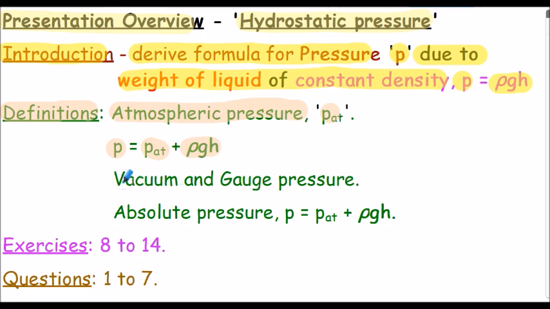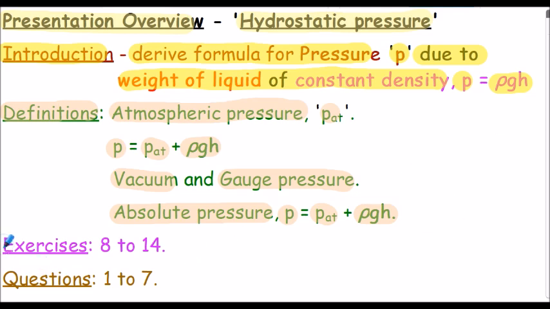We define a vacuum and gauge pressure, which is the pressure commonly measured and used by engineers. And then we define absolute pressure, restating the equation. An absolute, or what was termed total pressure initially, P, is again the atmospheric pressure plus the rho g h. You need to be very clear about the difference between gauge pressures and absolute pressures.